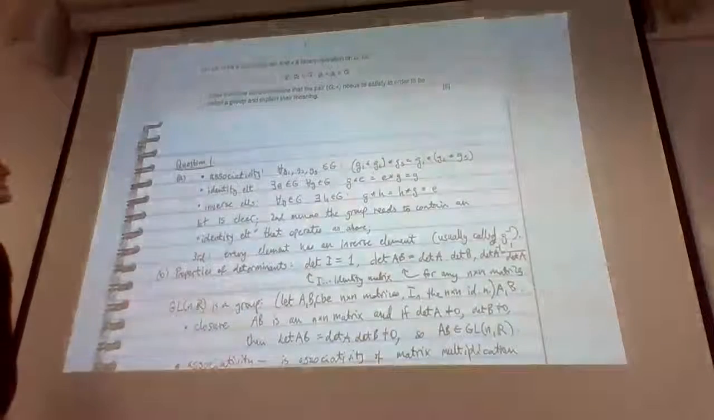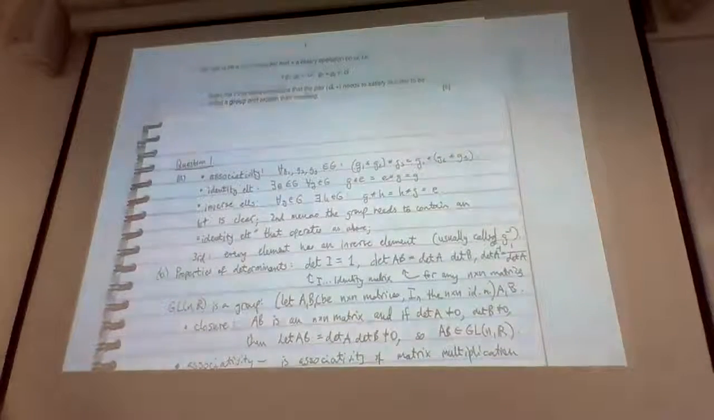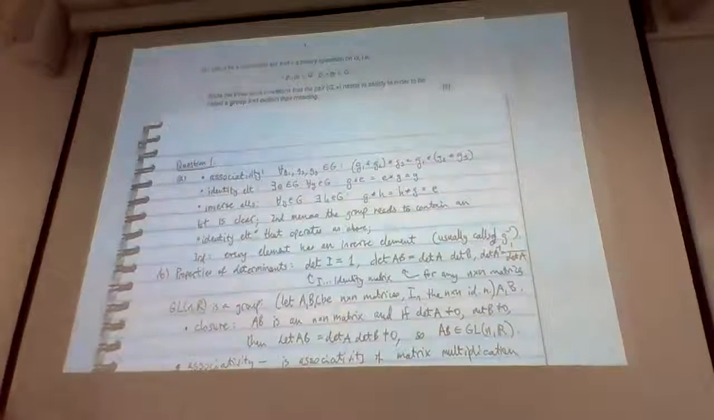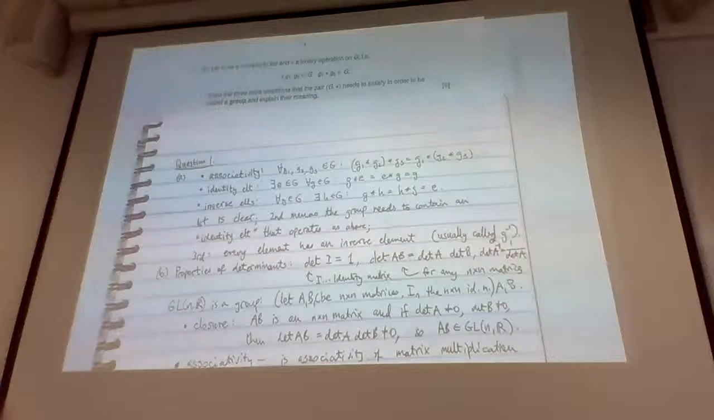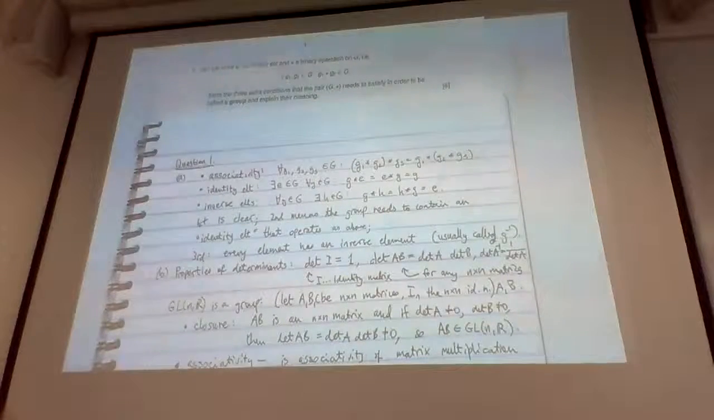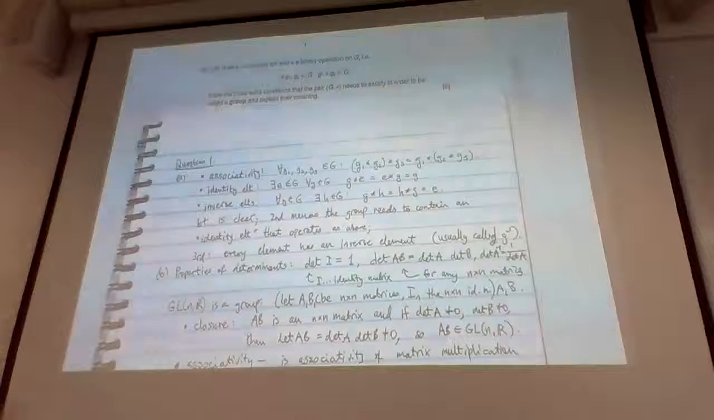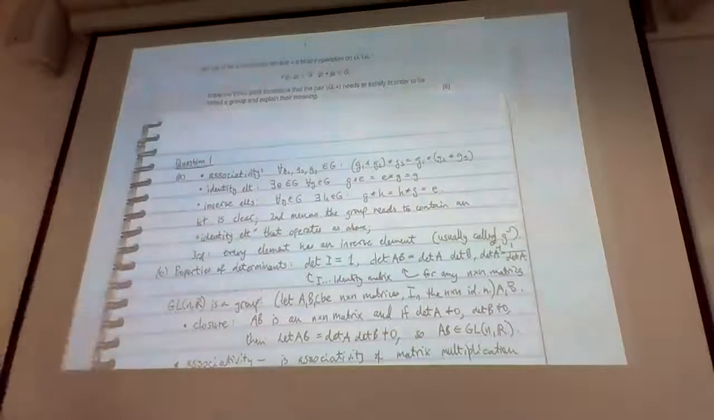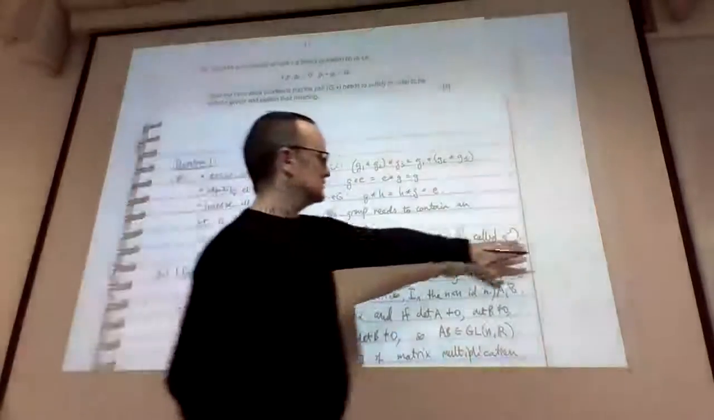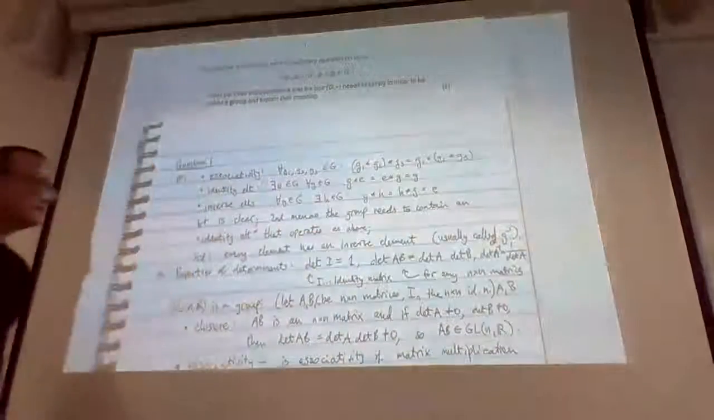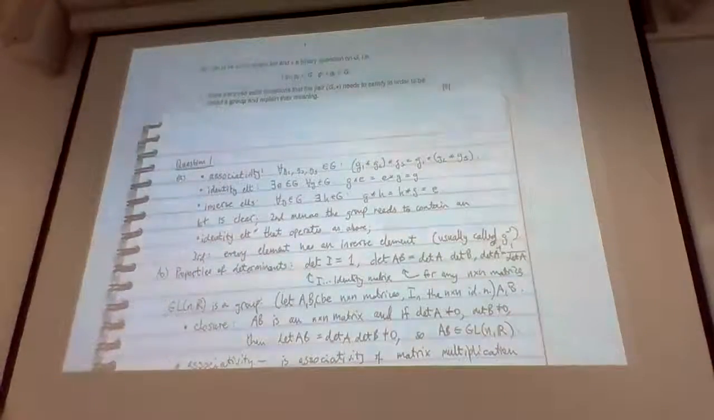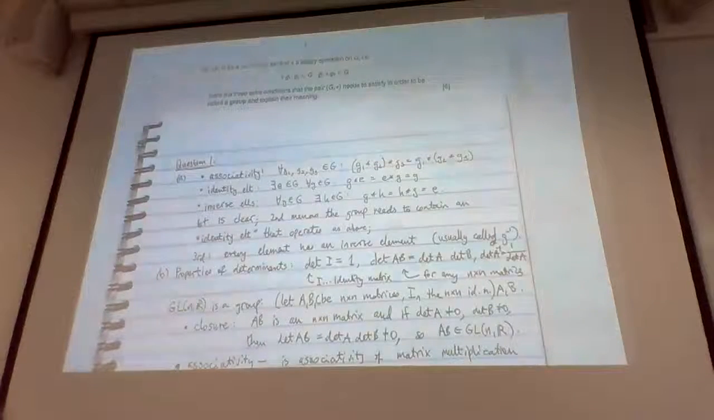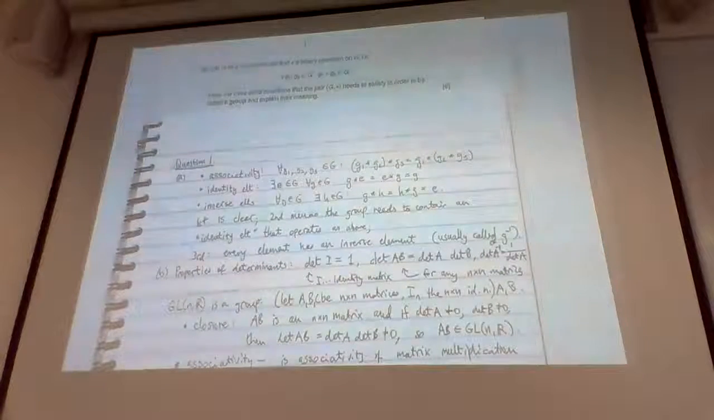So he's saying, I guess in response to explaining their meaning, the first is clear, pretty much. The second means the group needs to contain an identity element that operates as above, fair enough. Third, every element has an inverse element, usually called G inverse. Okay. Would everybody give that full marks? I'd say so. I'd want full marks for writing that.